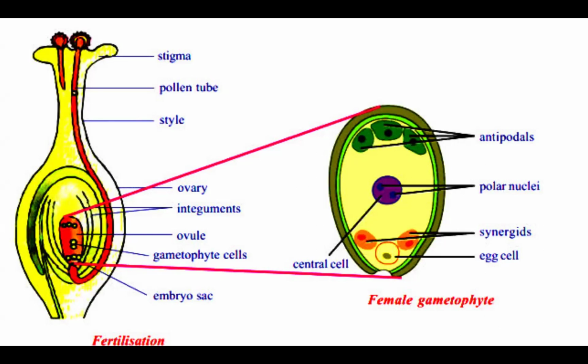This female gametophyte, this embryo sac, has been covered by integuments to accommodate all the nucellus which is there. Nucellus is nothing but the food storage that is there. So whenever the entry of the pollen tube takes place, it takes place from the micropylar end. Okay, so we have the antipodal cells.